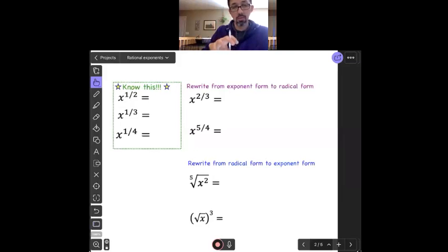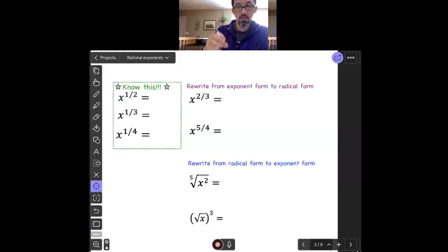This is going to be a really important page as far as your notes for this topic. In the top left there, I'm saying know this, these 3 things here. These are essentially like vocab that you need to know in order to do the other stuff we're going to do. In order for us to figure out what x to the 2/3 is, we have to know what x to the 1/3 is. If I want to figure out what x to the 5/4 is, I have to know what x to the 1/4 is. These are going to be our building block pieces that we can use to manipulate and understand other problems.